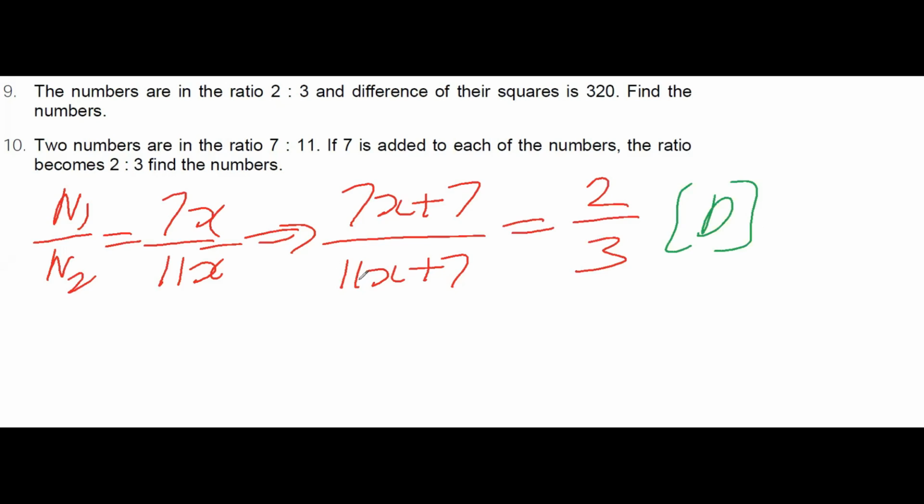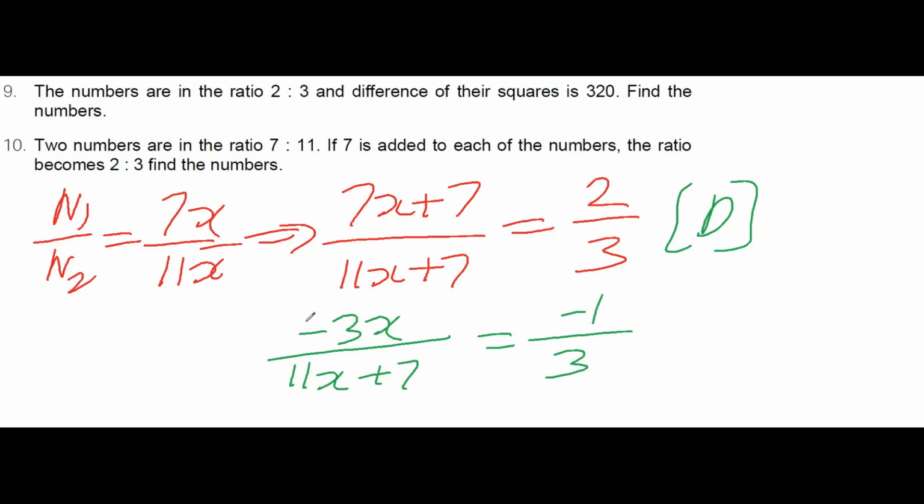So 7x minus 11x is minus 3x. This minus 7x and minus 7 will get cancelled, so I am not writing it. So 11x plus 7 is equal to 3. 2 minus 3 is minus 1, so minus 1 upon 3. So this minus and minus are getting cancelled.